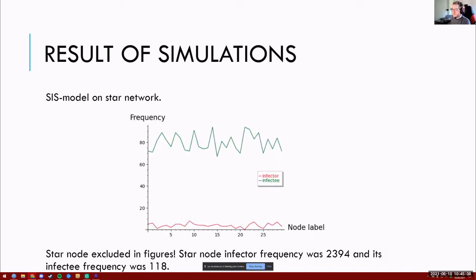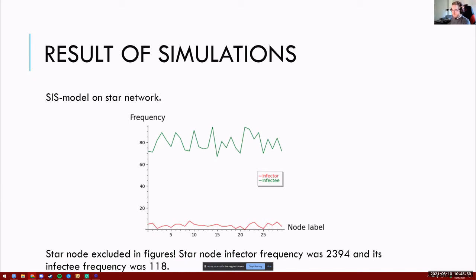So this is the SIS model on a star network. The plot shows the infector and infectee frequency for all nodes except the star node. The x axis is the node label. So what does it mean? It means that, for example, for node number 5 here, you can see that the infector frequency was around 3, and so it infected 3 nodes, whereas the infectee frequency for node label 5 was around 75, around here. And so this node was infected 75 times, but it only infected some other node 3 or 4 times.